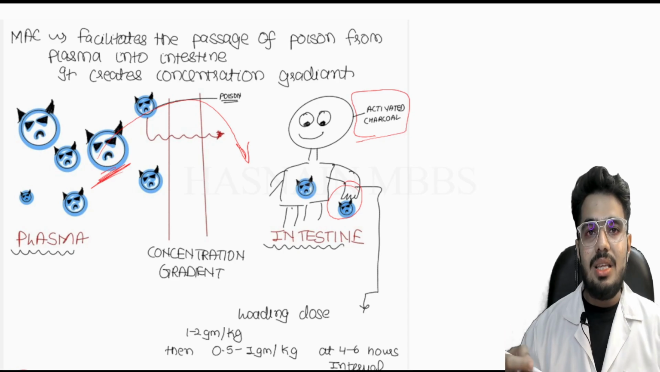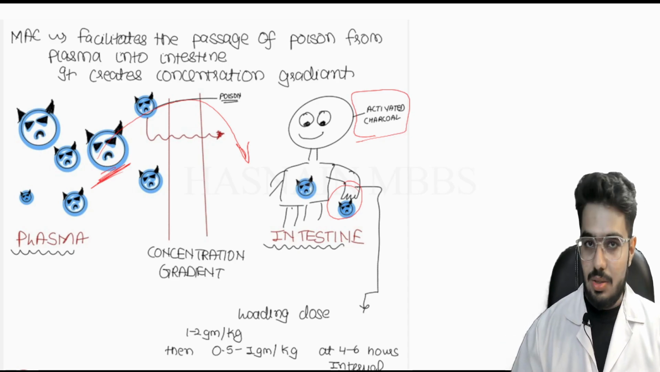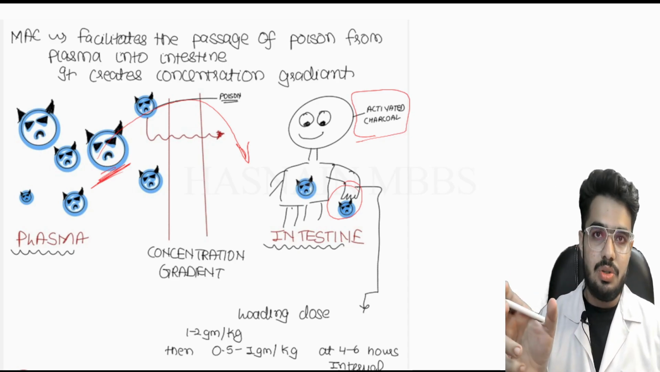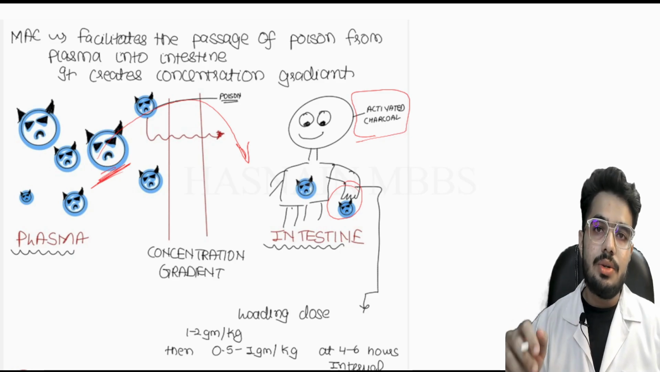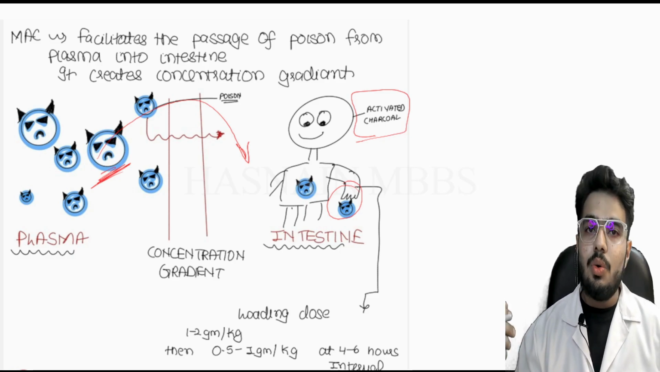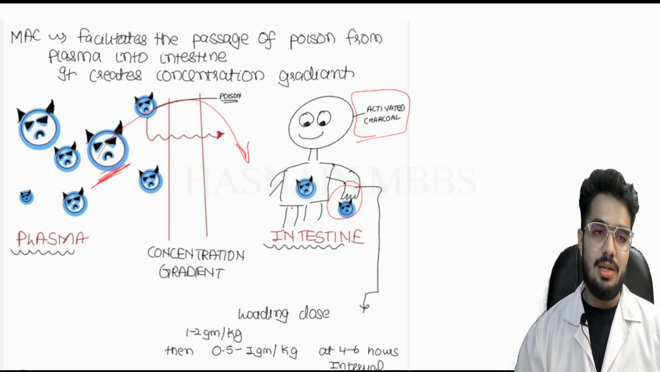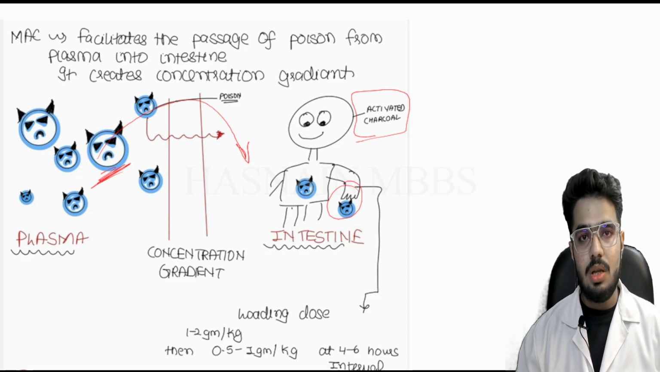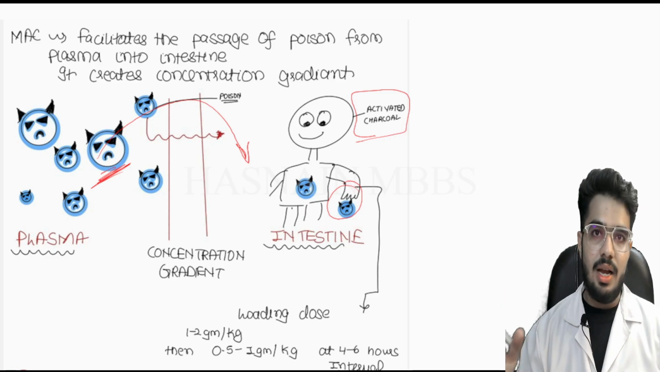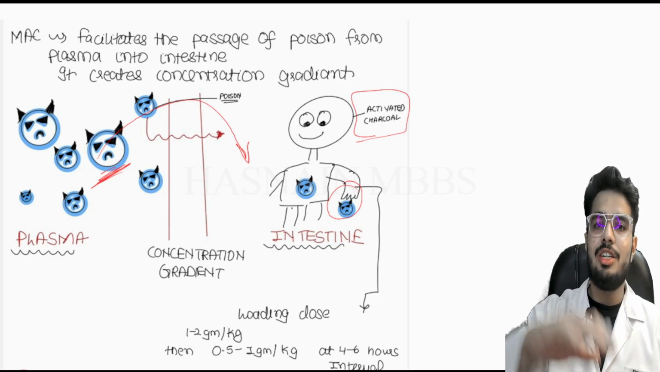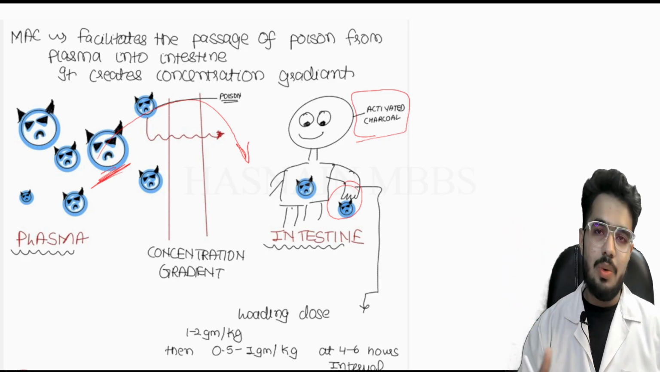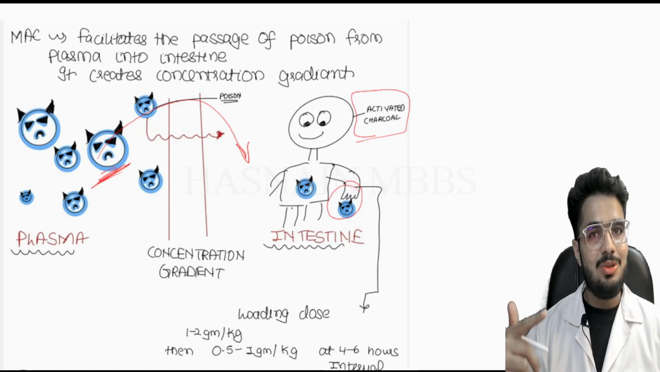So how can we give multidose activated charcoal? As the name suggests, multi-dose, we give it in small doses. First we give a loading dose. The loading dose is 1 to 2 gram per kg, given at an interval of 4 to 6 hours. Then afterwards we shift to 0.5 to 1 gram. The loading dose is always high because we have to reach a threshold. So loading dose 1 to 2 gram and then 0.5 to 1 gram.